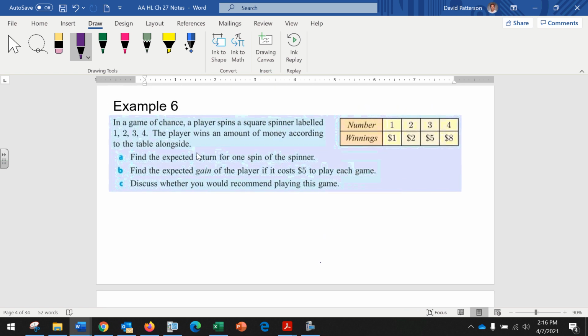And we could look at that with example 6 here, find the expected return. That's the same thing as the expected value, so we got that. If we are looking at question B, when it says expected gain, okay, so if you charge $5 to play the game, all you have to do to answer this question is find the expected value and then subtract 5 from it, because that's how much you're charging to play. And then when it says discuss whether you'd recommend playing the game, well, if your expected gain is positive, then yeah, you should play it. But if its expected gain is negative, then no, you should not play it, right?